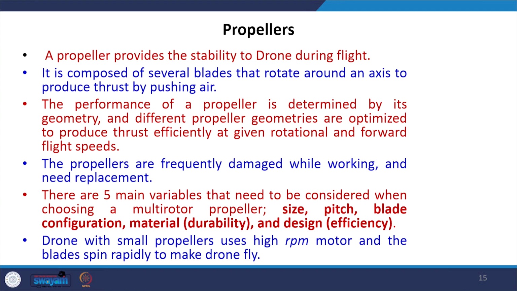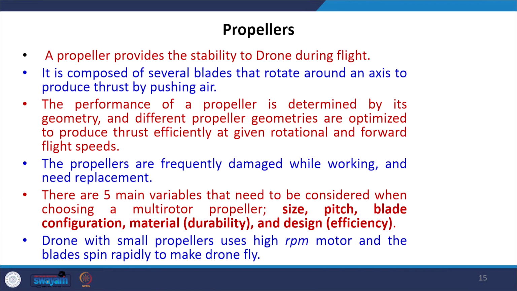These propellers are frequently damaged while we are flying the drone, while we are working, and need replacement. There are 5 main variables to consider when choosing a multi-rotor propeller: for example, the size of the propeller, the pitch, the blade configuration, its material durability, and the design efficiency.